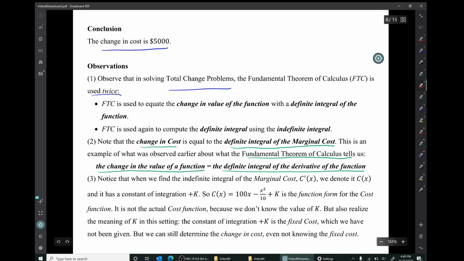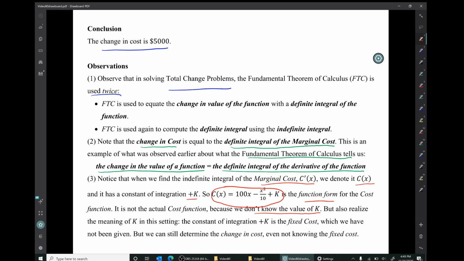The third thing to notice is that when we find the indefinite integral of the marginal cost, that is, we integrate c prime, we denote the result of that integral with the symbol capital C, and it has a constant of integration that's a plus k. So capital C of x is this function form. It's the function form for the cost function. It's not the actual cost function because we don't know the value of k.